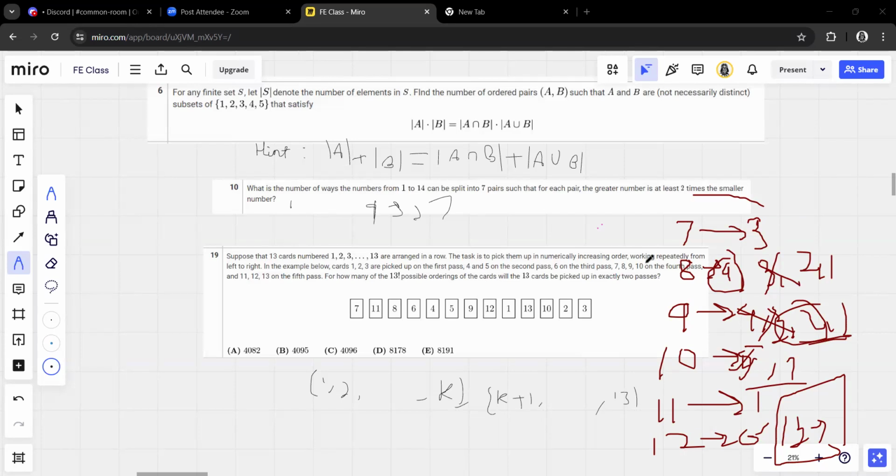Is the answer 8? For 10, it's not 8. The answer is 12 for the second one. Okay, I'll tell you what the answer is. The answer for the second problem is 144.